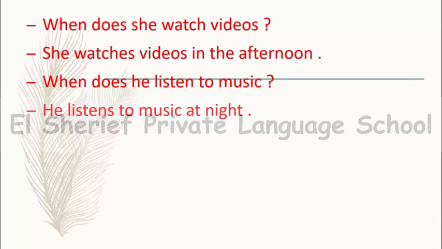Example number 4, when does he listen to music? We started with the question word when, then followed by does, because here we have the subject he, so we said when does he listen. Listen is a base verb. We didn't add anything. We didn't add s, we didn't add d or any addition. So we said, when does he listen to music? And the answer, he listens to music at night.